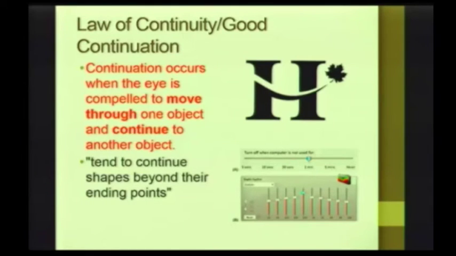So we will actually move through one object to another object and see it as part of the whole. Actually, if you look at some studies, you find people actually like that. I'm not sure why. It's very pleasant or fluffy feeling. So you want to remember that when it comes to continuity, we have a tendency to continue beyond a shape to another shape and interpret it as one continuous shape.